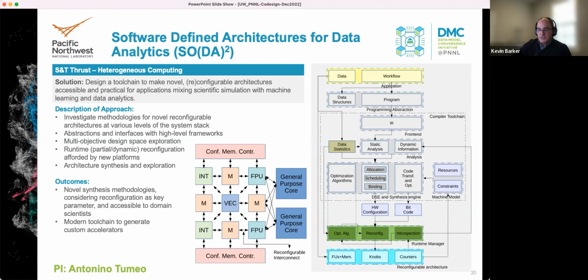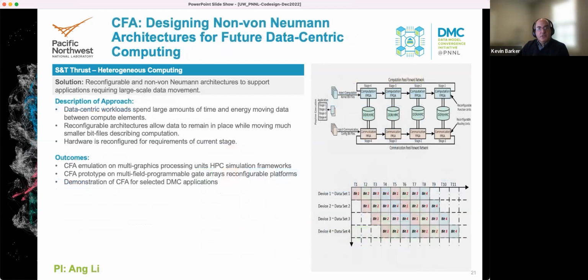So this is a really interesting one as well, and it feeds into the next project, which is called the Compute Flow Architecture Project, or non-von Neumann architectures for data-centric computing.